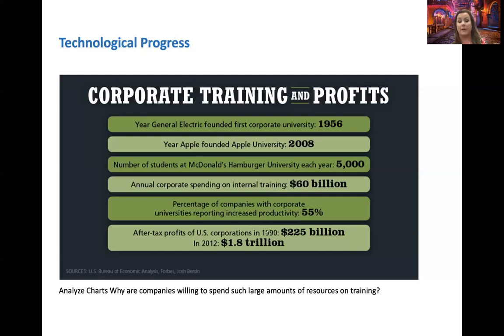And if you look, in 1990, after-tax profits were only $225 billion. Yeah, only. But I say that because in 2012, it was $1.8 trillion. Yeah, that's almost like 7 times higher. It's pretty big.